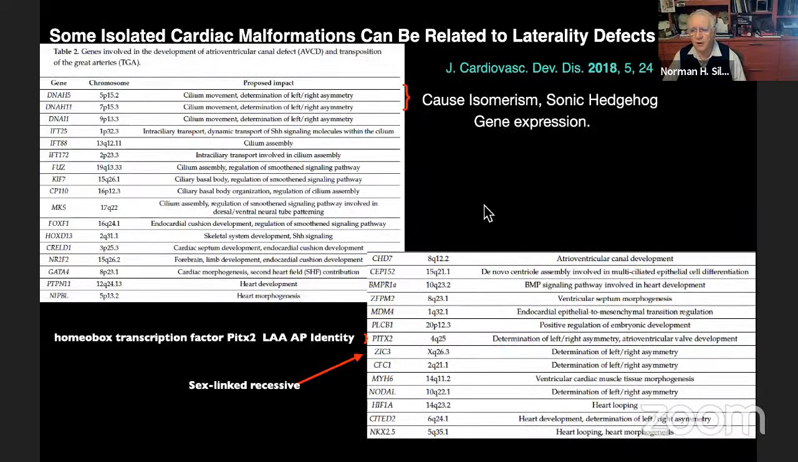And of course, there are a number of genes that are involved in this. I've shown you a whole lot here. I don't want to talk about them in any great detail, but DNAH5 and DNAH11 cause isomerism through sonic hedgehog gene expression. And I'm going to show you some animal examples of these abnormalities. We know, for example, that sometimes it can be expressed as an autosomal recessive or sex-linked recessive. Beg your pardon, SIC3 is one of the conditions where there is a ciliopathy as well as cardiac abnormalities. And the homeobox transcription factor, PITX2, establishes left atrial identity. And of course, these are the chromosomes involved in describing the site of these abnormalities.